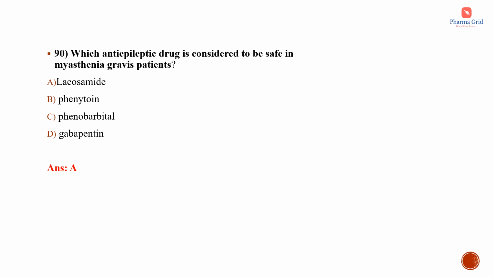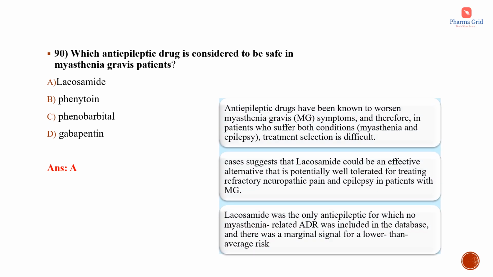It is an autoimmune disorder, which means an antibody develops against nicotinic receptors in the skeletal muscles, that is in the neuromuscular junction. Anti-epileptic drugs have been known to worsen myasthenia gravis symptoms, and therefore in patients who suffer from both conditions, that is myasthenia and epilepsy, treatment selection is difficult. Cases suggest that lacosamide could be an effective alternative that is potentially well tolerated for treating refractory neuropathic pain and epilepsy in patients with myasthenia gravis. Lacosamide was the only anti-epileptic for which no myasthenia-related ADR was included in the database, and there was a marginal signal for a lower than average risk.